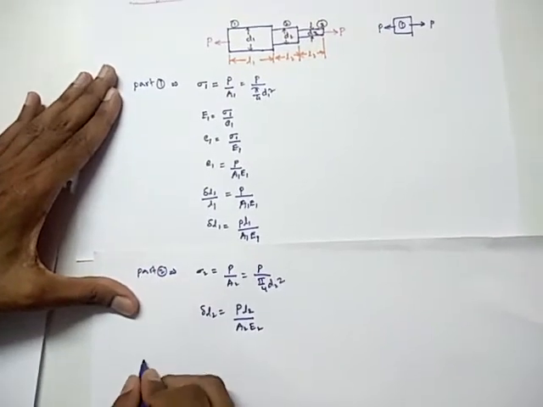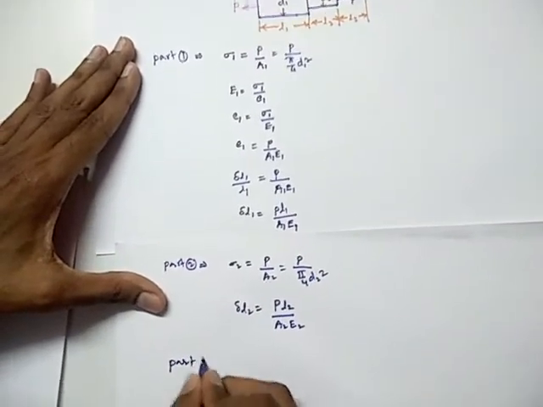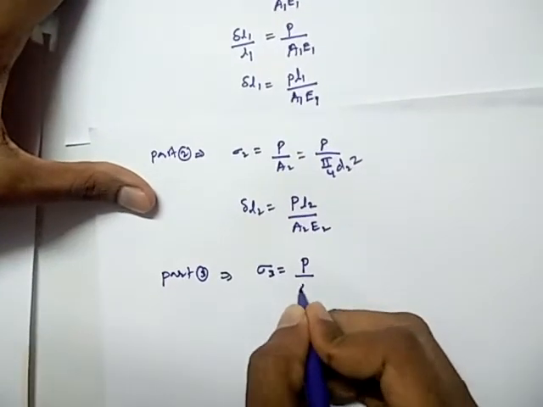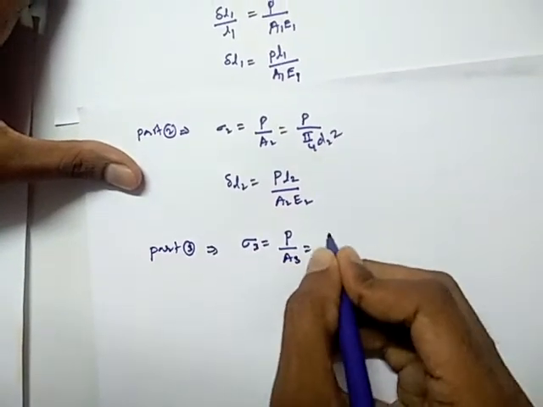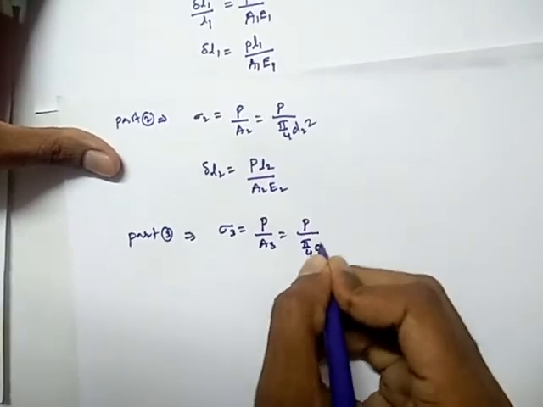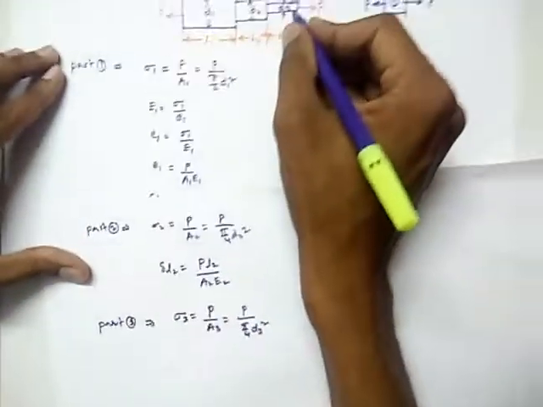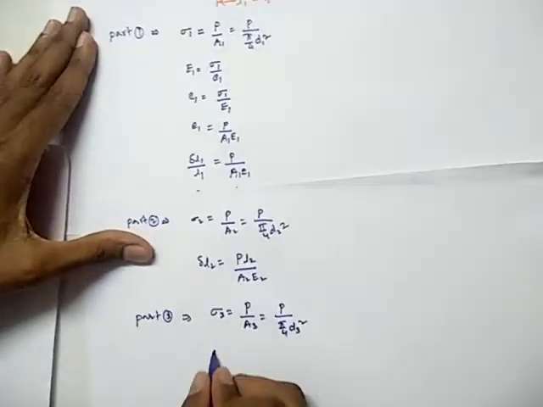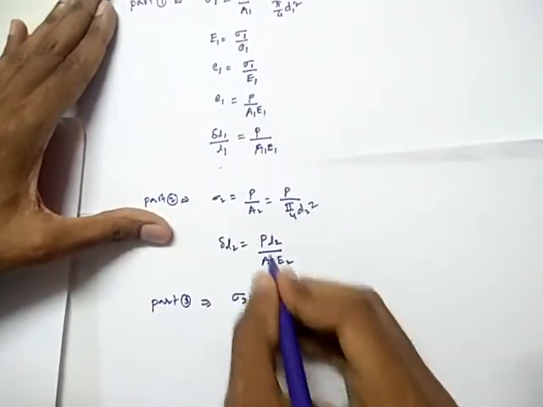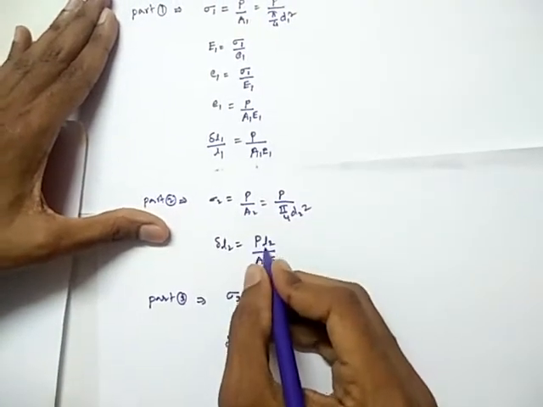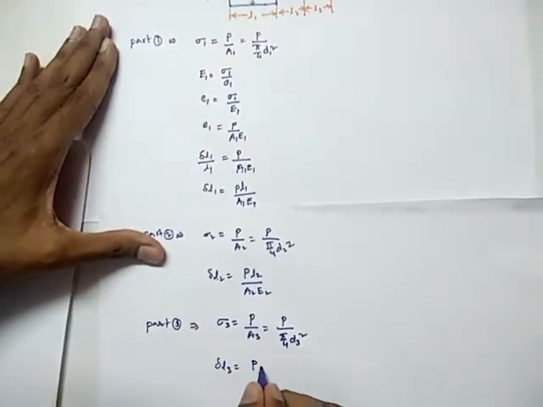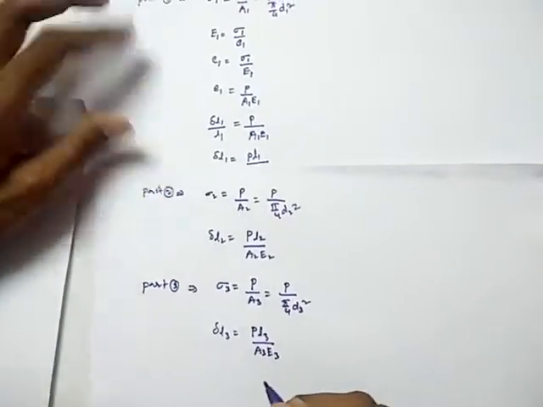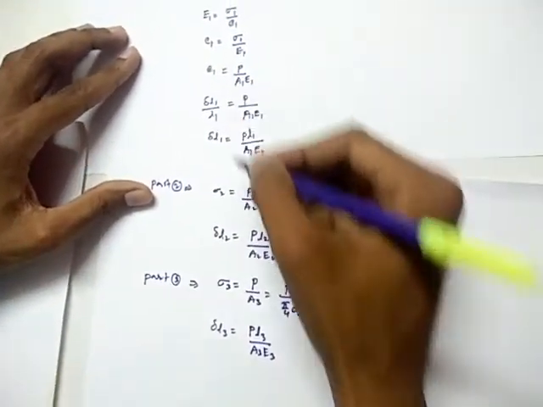And I write in a similar manner for part 3. Stress in part 3 will be load by area of part 3, and that will be P by pi by 4 d3 square. This is part 3, d3 we have taken. And if I write the elongation, delta L3 for part 3, in a similar manner to that discussed for part 1 and part 2, the formula will be P into L3 by A3 into E3. So these are the stresses and elongations in the individual parts.